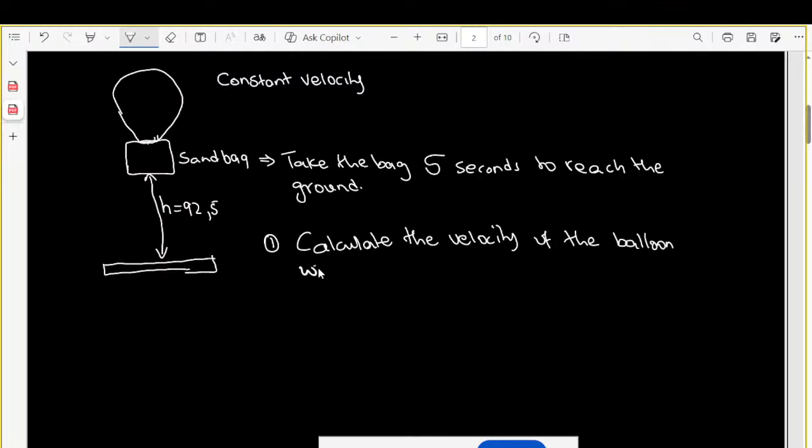When we drop the sandbag, when the sandbag is dislodged. So now this is the statement. We need to calculate the velocity of the balloon when the sandbag is dislodged. So now remember, this hot air balloon is moving up at a constant velocity.